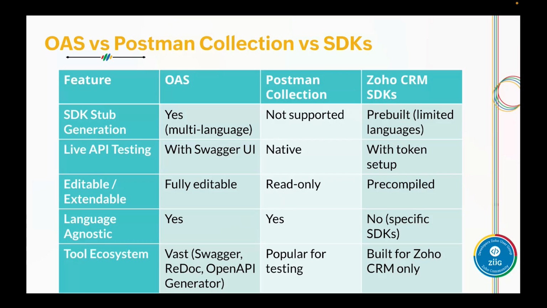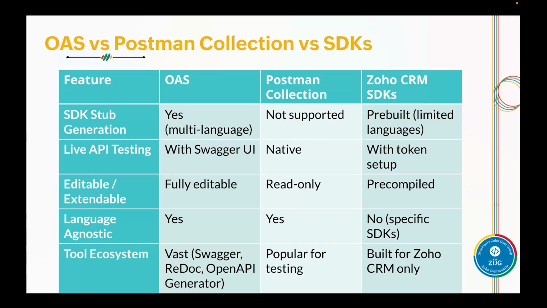So what you use depends exactly on your use case. So the takeaway is that if you want flexibility and automation across different languages, you can go for OAS. You can use Postman collection for quick API testing and sharing request collections. And you can rely on Zoho SDKs if you're working within supported languages and want a reliable, ready-to-go solution for CRM integration.